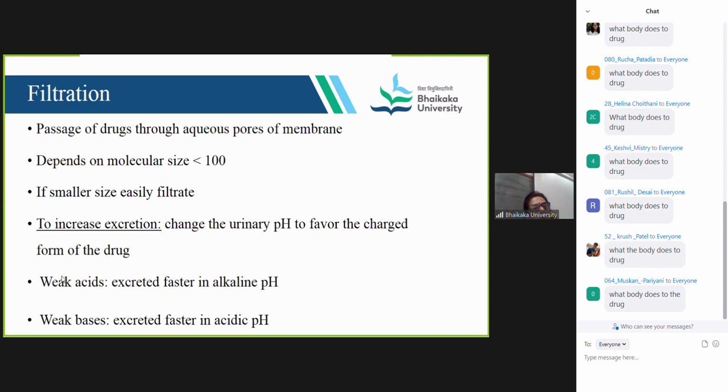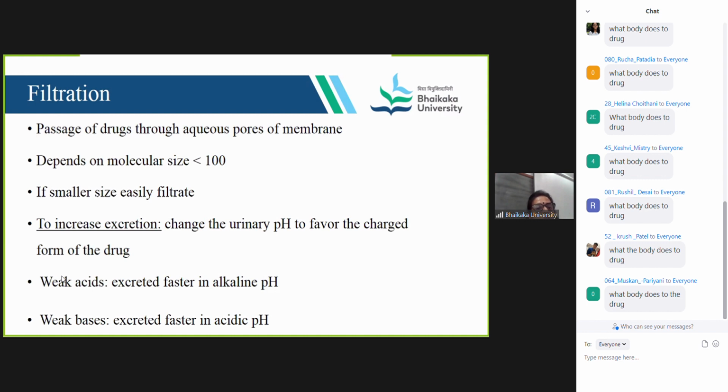The other mechanism is filtration. So what is filtration here? It is the passage of drug through the aqueous pores lying on the membrane. But this filtration depends on a physical factor of the drug, that is molecular weight or molecular size. If the drug's molecular weight is small, less than 100, then it will very easily filter through the membrane. The most important concept is to increase excretion by changing the urinary pH.